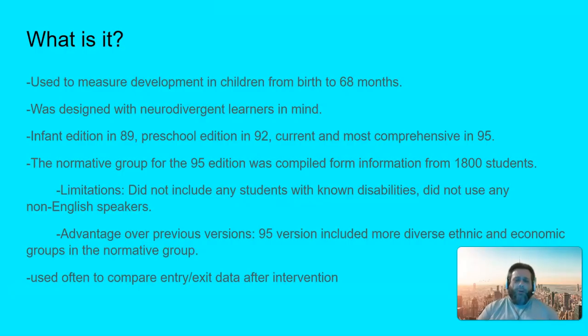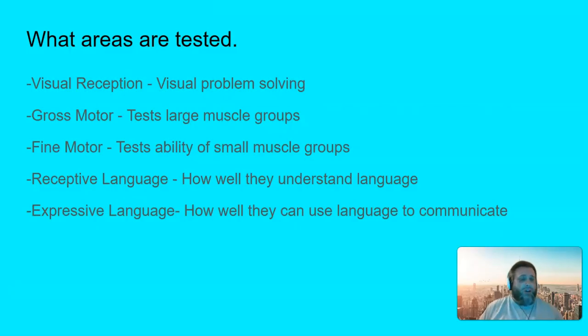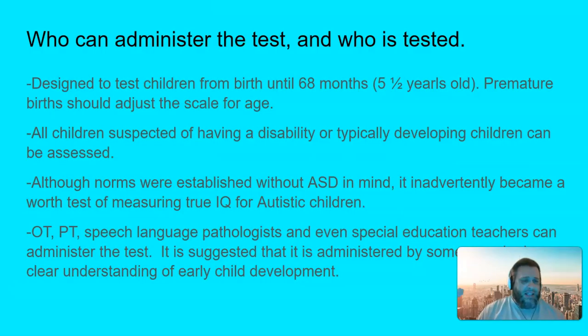It happens to be a good barometer for judging autism, which I'll talk a little more about later, and it is also used very efficiently for entry and exit data after interventions, so you can see how effective your interventions are. The five domains they test are visual reception or visual problem solving, gross motor, fine motor, receptive language, and expressive language.